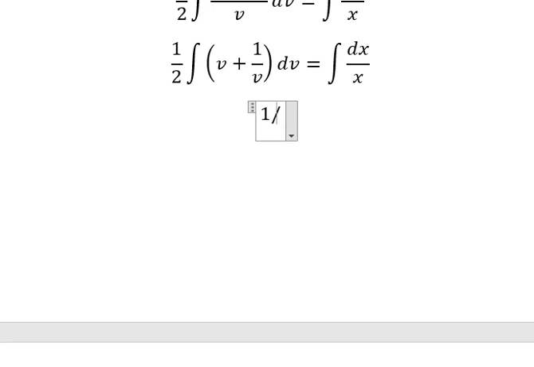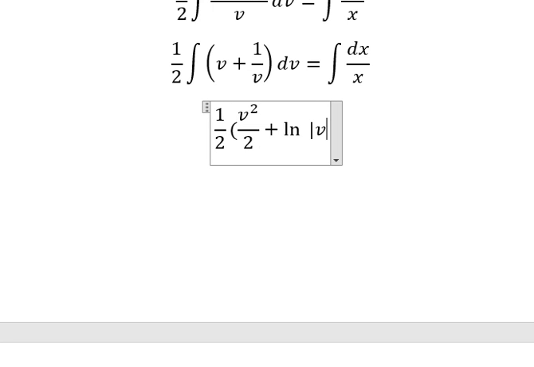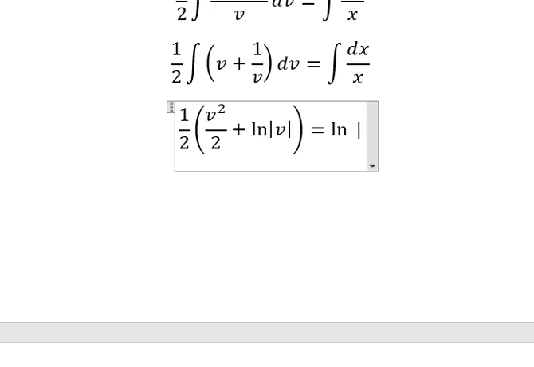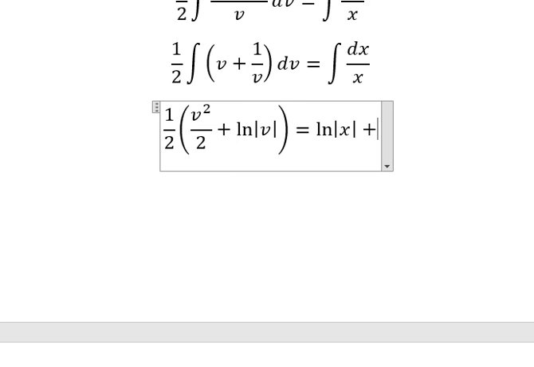The integration of v, we have v squared over 2. The next one we have ln of the absolute value of v. The next one we have ln of the absolute value of x. And I will put c.